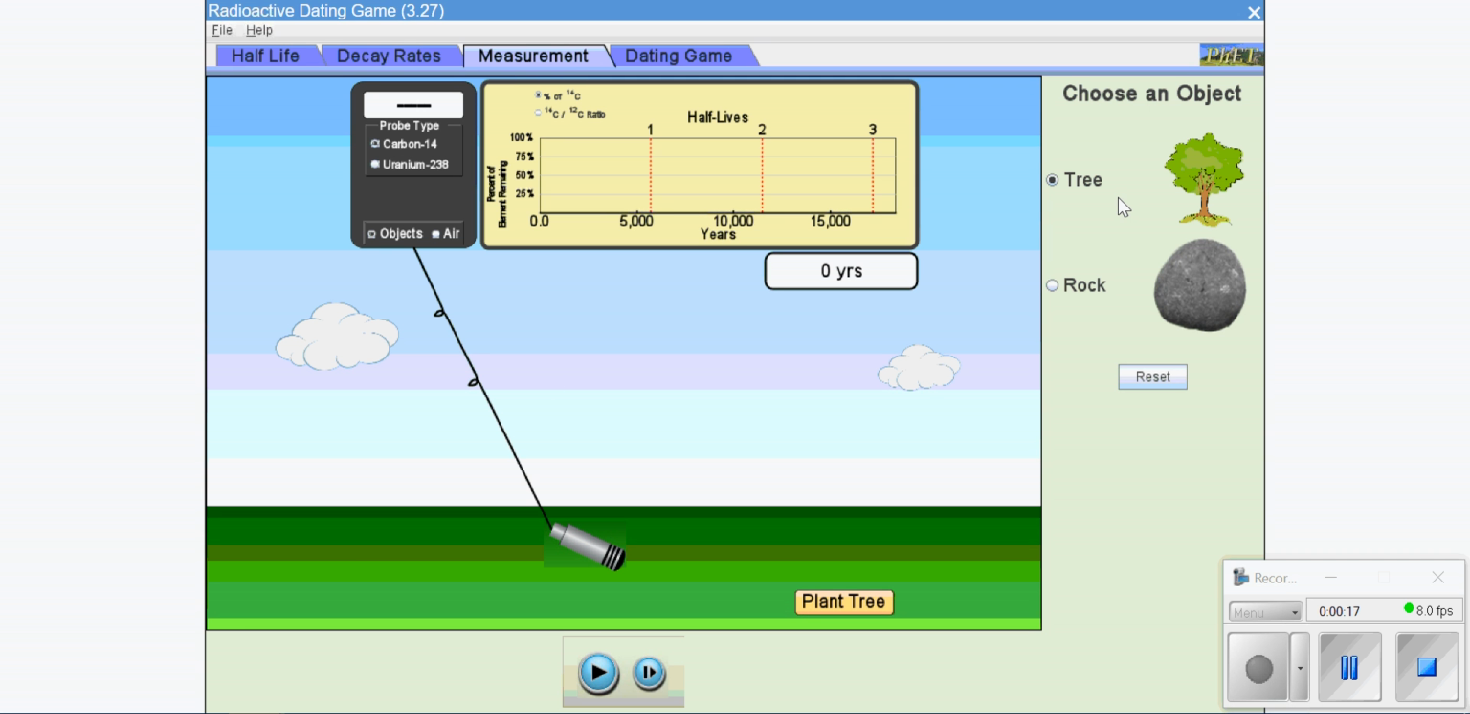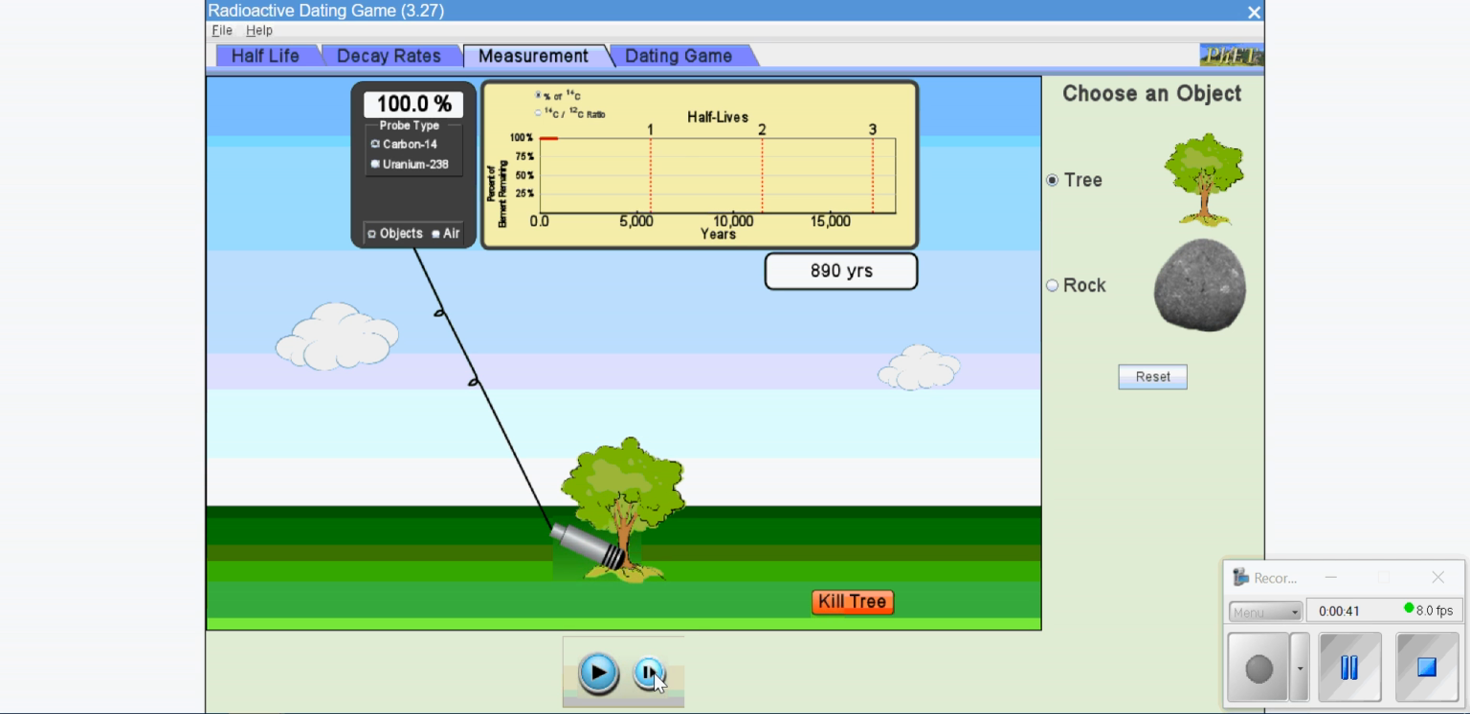So if we plant the tree, okay, and we start to measure the tree and we hit pause, you can see that the radioactive, if we start going through it, there's 100% radioactive, because as a tree is growing, it's taking in carbon dioxide, the CO2, a certain percentage of it is radioactive, and you can see that it's 100% the whole time, okay?